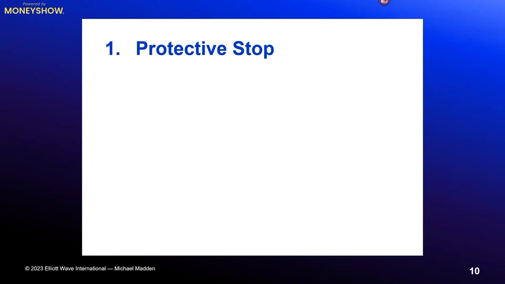So I'm going to quickly review the 3 core elements that we discussed. Protective stop. This is by far the most important element of our trading plan. We must know when and where we are wrong. It is critical to our survival as a trader, and it's not as negative as people take it on.